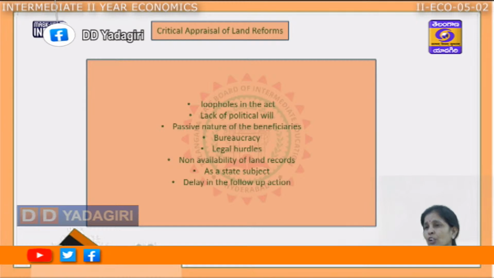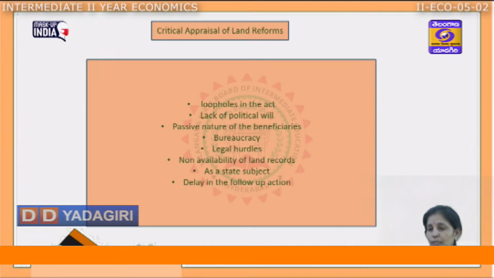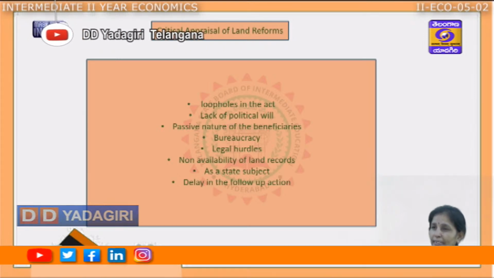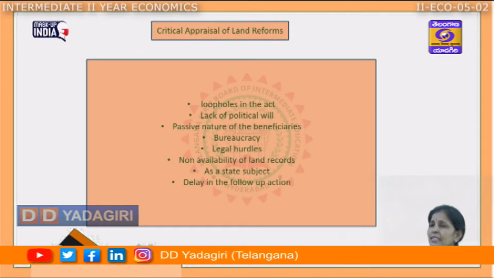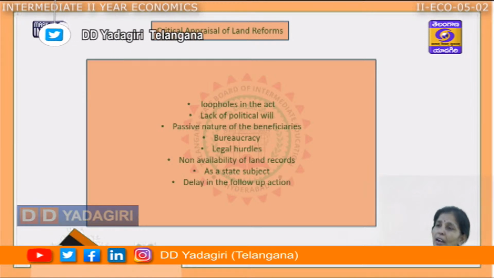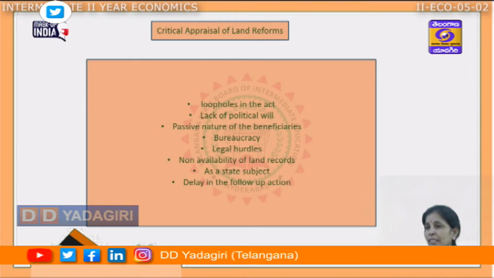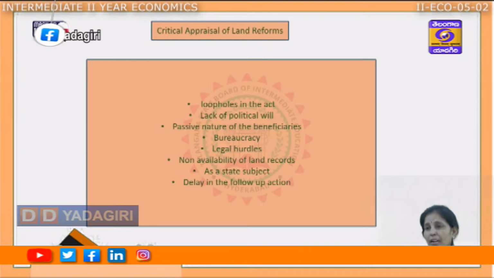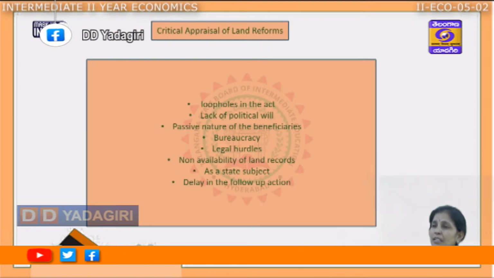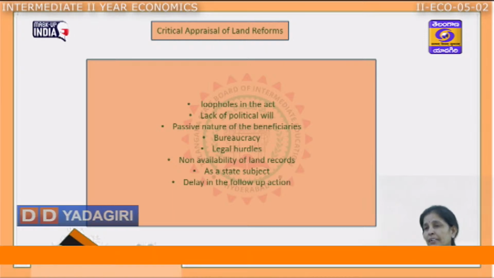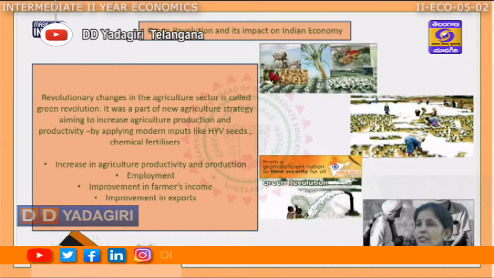The next one is lack of political will or lack of political support. Even today, the landlords have a major role to play in the rural areas. The next one is that there are certain legal hurdles, in terms of having proper land records. In case the farmers do not have them, it is again a cause of discomfort in the implementation of the land reform.